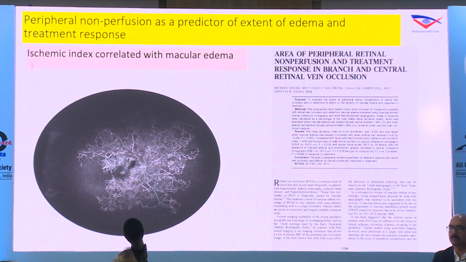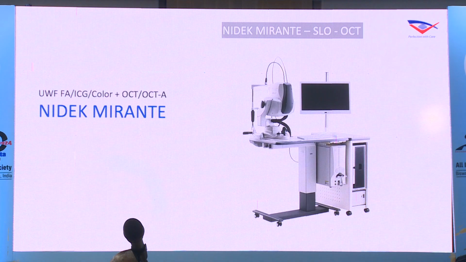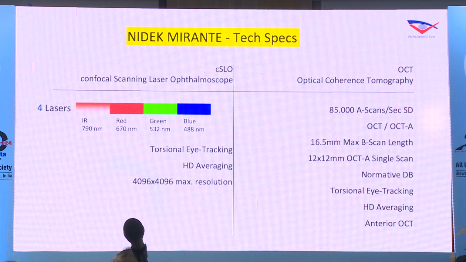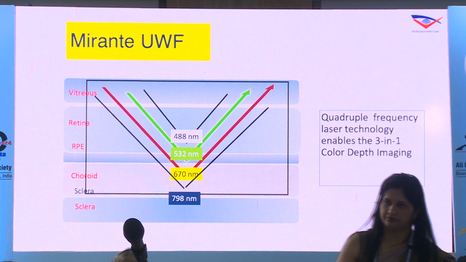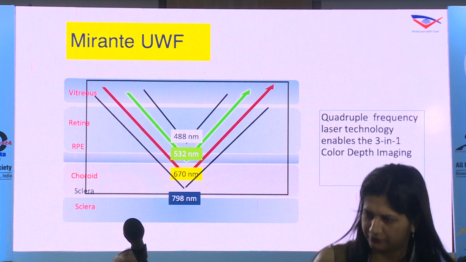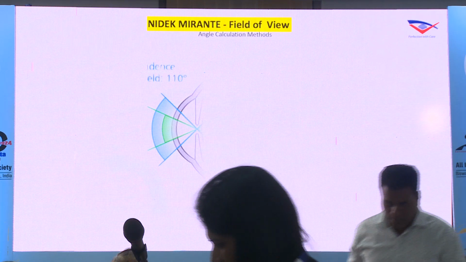Similarly, the peripheral non-perfusion areas, especially in cases of Behçet's disease, the pruning of the peripheral vessels, and the problems you get of peripheral areas of non-perfusion are all picked up on wide field imaging. So this is what Mirante looks like. I will not go into the technical specs, that it has a quadruple frequency, 4 lasers, so that it gives you color depth imaging.